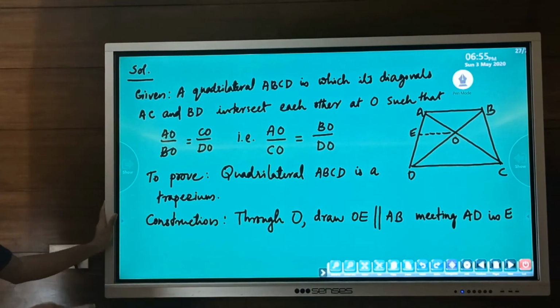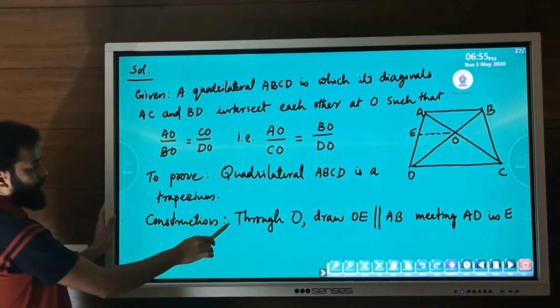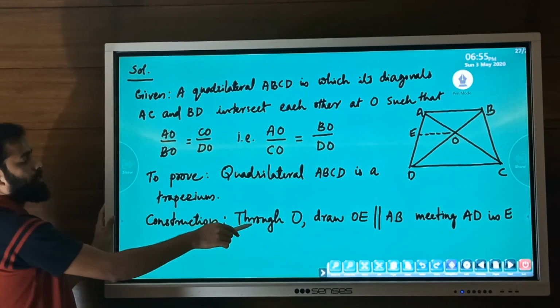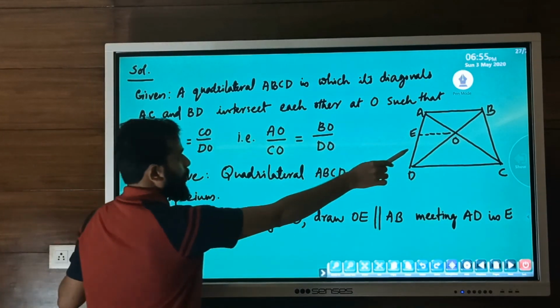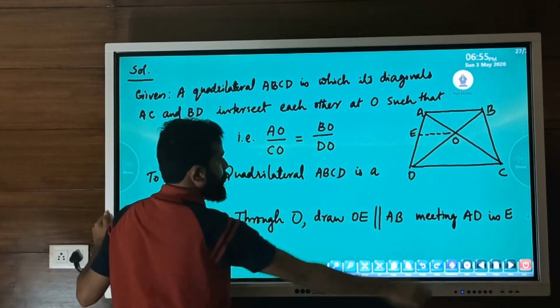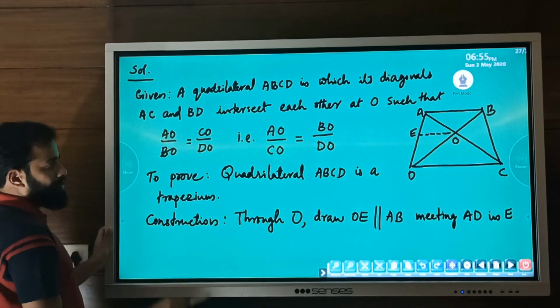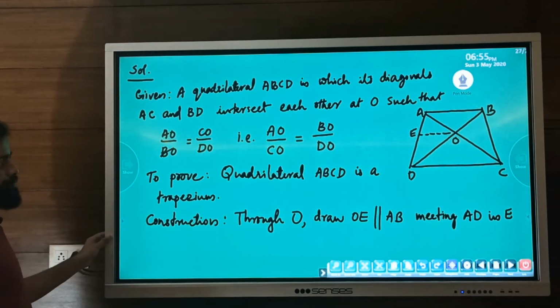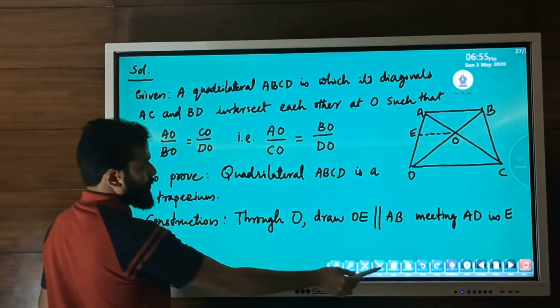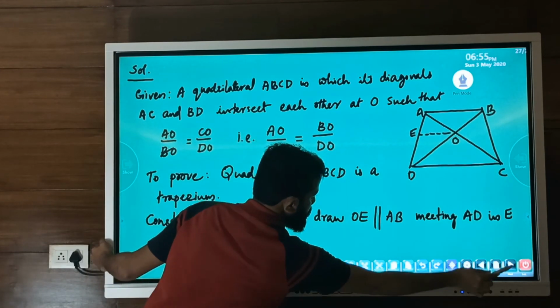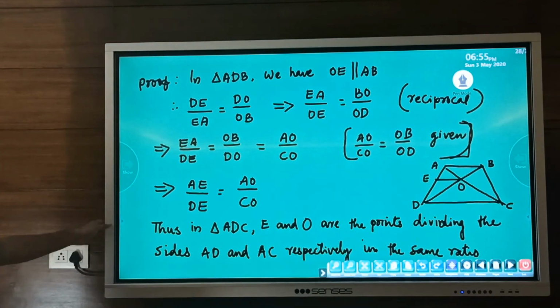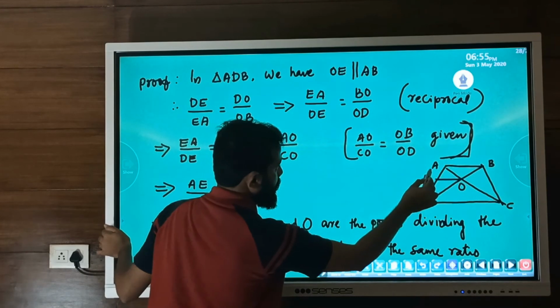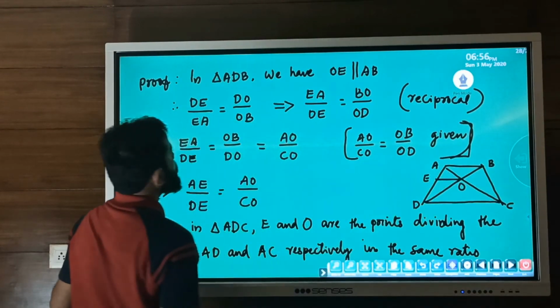Then by additional construction, here also there is an additional construction. Through the point O, where the diagonals intersect, draw a line EO which is parallel to AB, meeting AD in E. Now we will start the proof. In triangle ADB, one of the triangles we are considering, we have OE parallel to AB by construction.